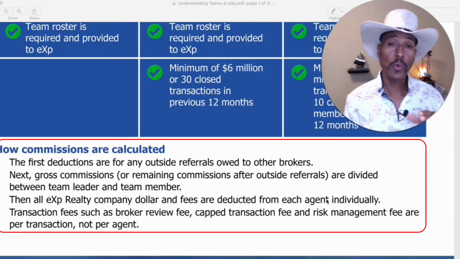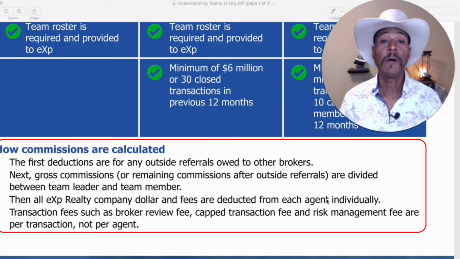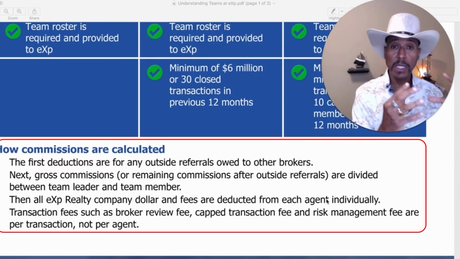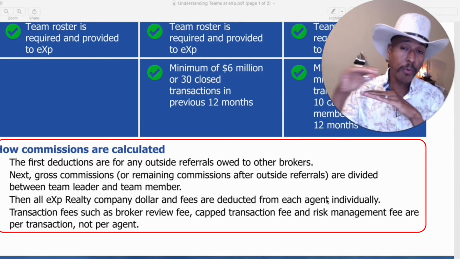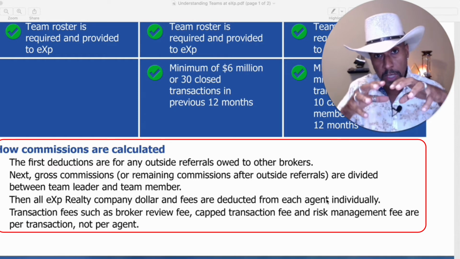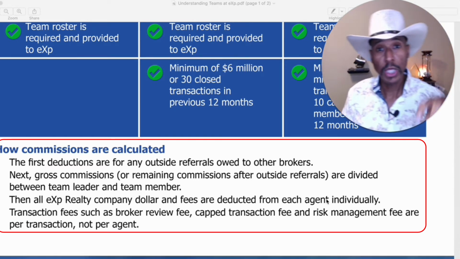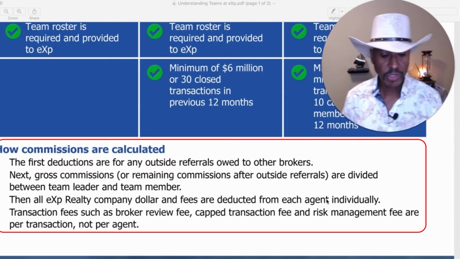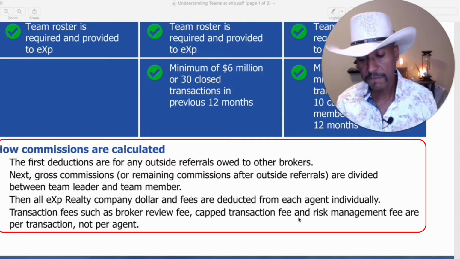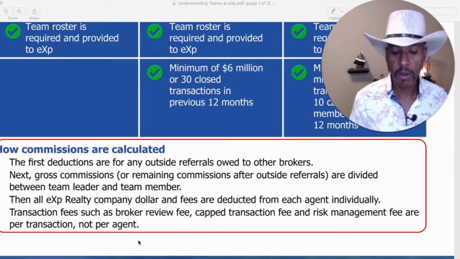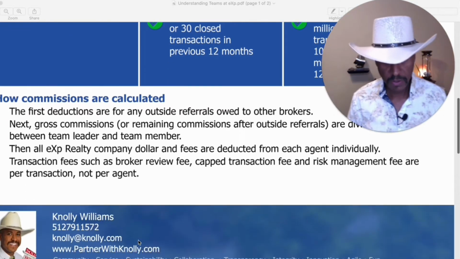Okay, so what you're seeing is that at eXp, at corporate, if you will, that commission, that deal is closing, and at the corporate level, everything is being split and handled, and then your team member gets paid directly, you get paid directly. Now, transaction fees such as broker review fee, cap transaction fee, and risk management fee are per transaction, not per agent, okay? And that's pretty self-explanatory.